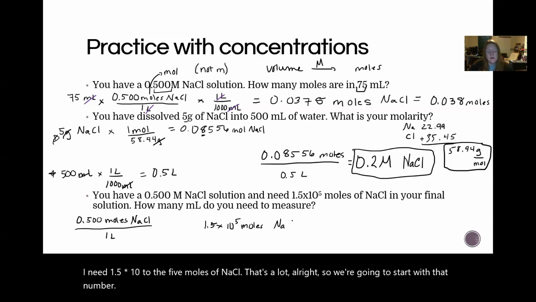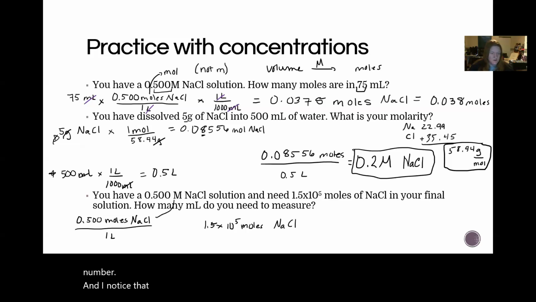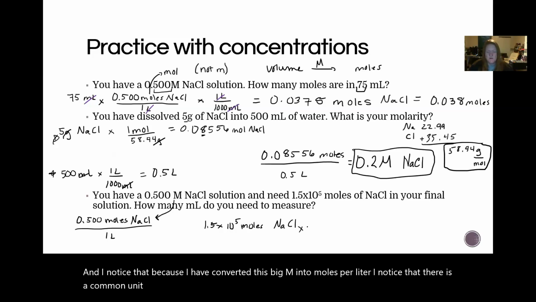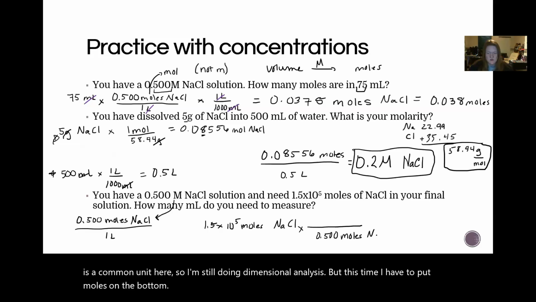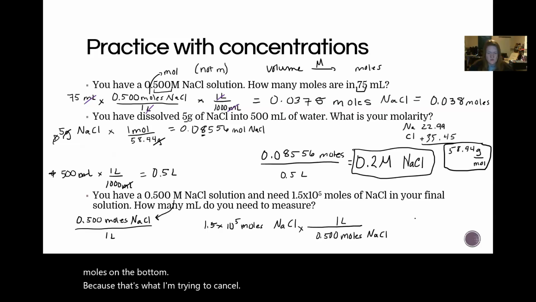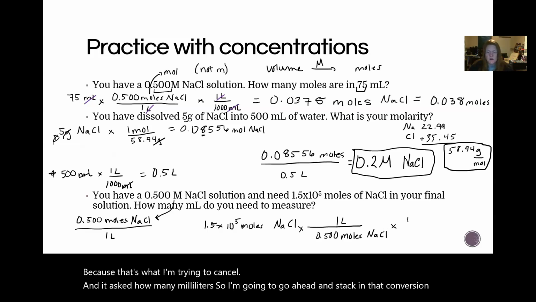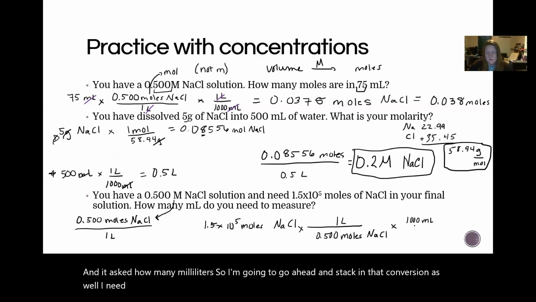All right, so we're going to start with that number. And I notice that because I have converted this big M into moles per liter, there is a common unit here. So I'm still doing dimensional analysis, but this time I have to put moles on the bottom because that's what I'm trying to cancel. Oh, and it asks how many milliliters. I'm going to go ahead and stack in that conversion as well. I need 1,000 milliliters for every 1 liter. So that'll cancel liters. Moles gets canceled, and we're just left with milliliters.